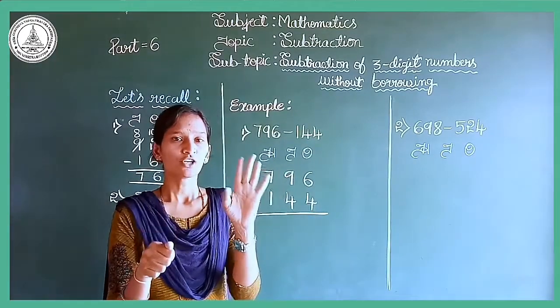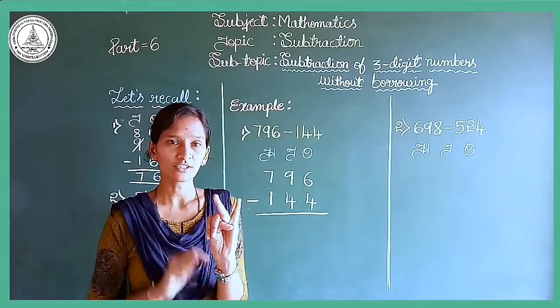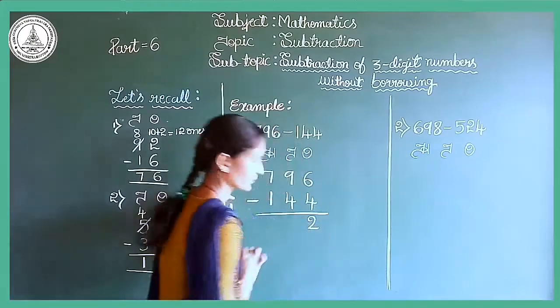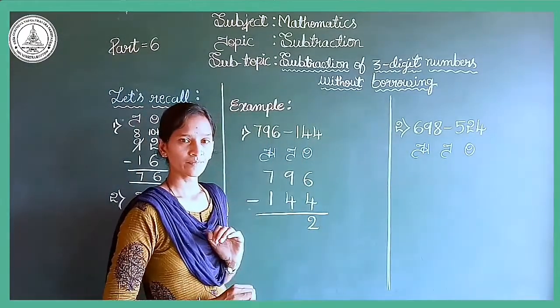See here, 1, 2, 3, 4. So how many fingers are left here? 1, 2. Write down here 2. Okay. Now come to the tens column.